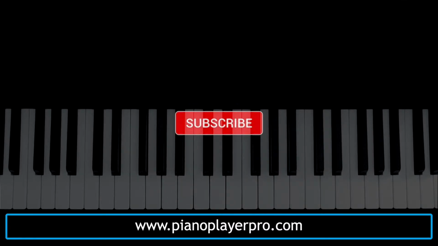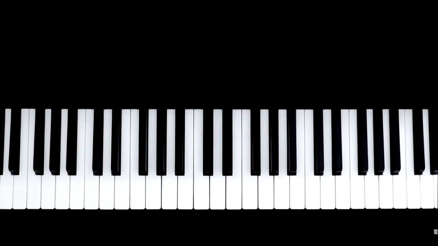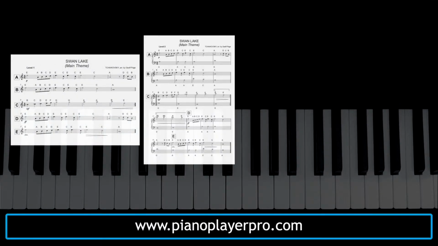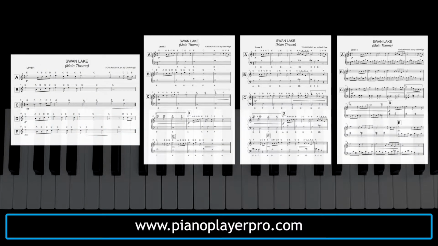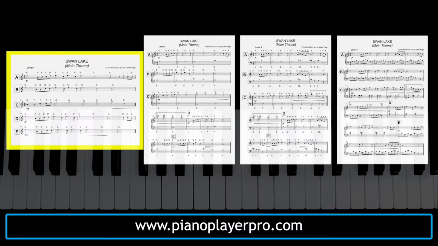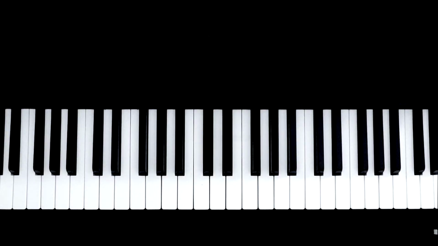In total, there are 4 piano arrangements of Tchaikovsky's Swan Lake for you to choose from, starting with level 1 and then getting progressively more difficult all the way up to level 4. This video is for the level 1 version for just the right hand, but feel free to take a look at the others.